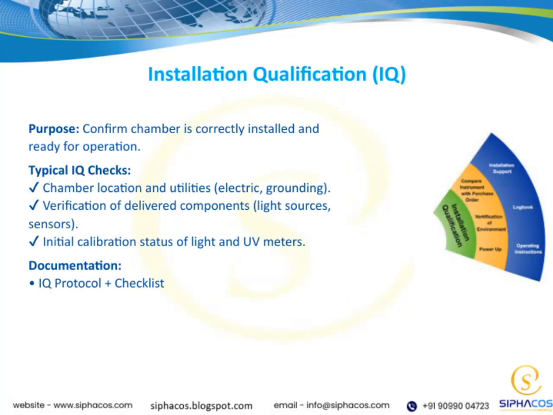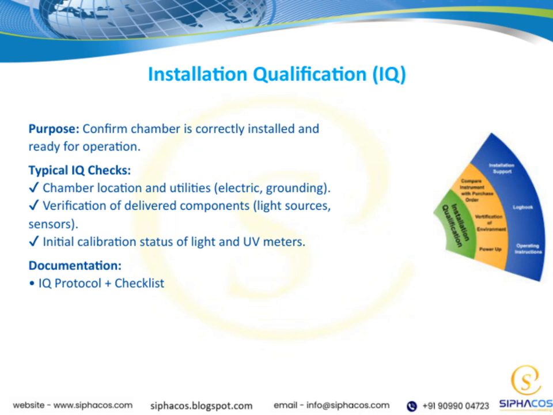Now, let's talk about the installation qualification, or IQ, which is a crucial step to ensure everything is set up correctly. The main purpose here is to confirm that the chamber has been properly installed and is ready for operation. We want to make sure that all components are in their correct places and functioning as they should. Typically, during IQ checks, we verify the chamber's location and utilities. This includes checking the electrical connections and grounding to ensure safety and proper operation.